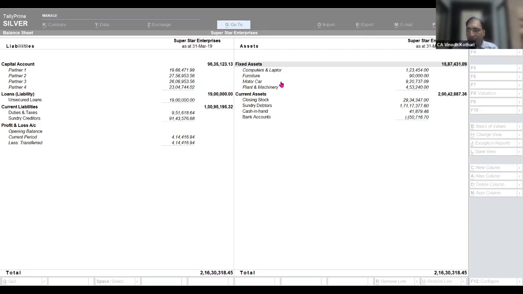Right? Did you understand this part? Balance sheet part? Yes. Any doubt in this part?